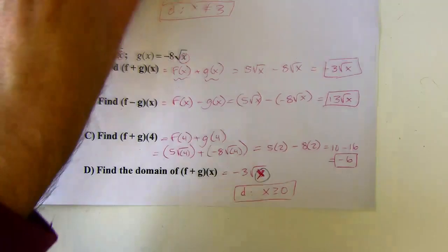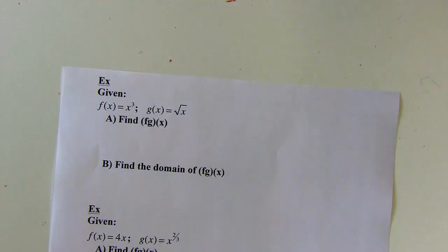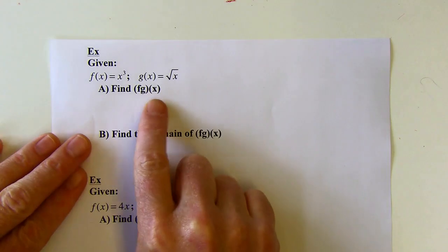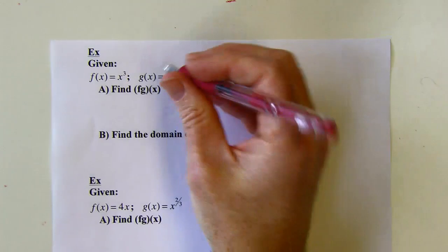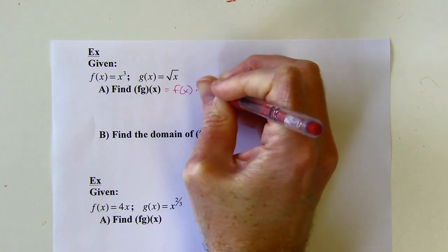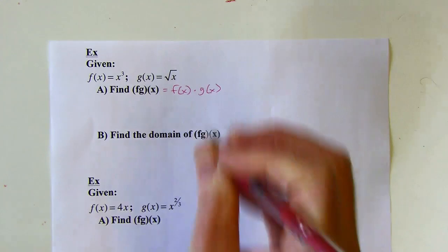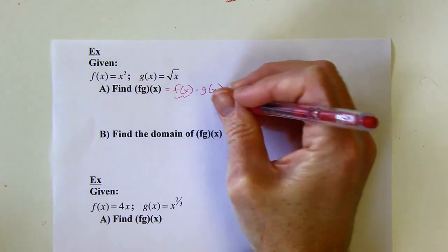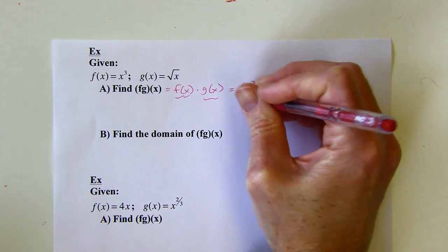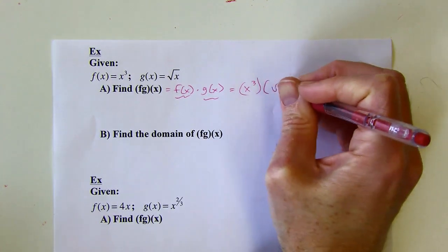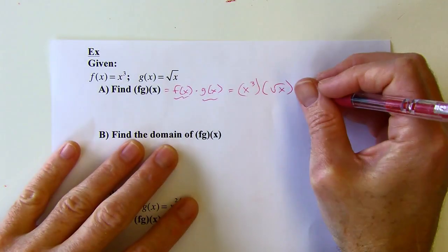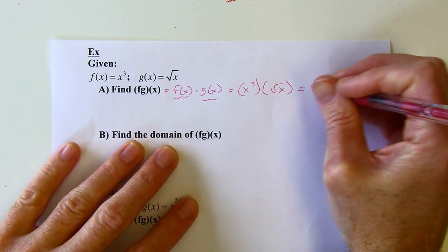Okay, next page. So now we've got some multiplication. So I've got fg of x. That means f of x times g of x. Okay, so I'm going to substitute both of those in. So f of x here is x to the third, and g of x is root x. Okay? And then I want to simplify that.